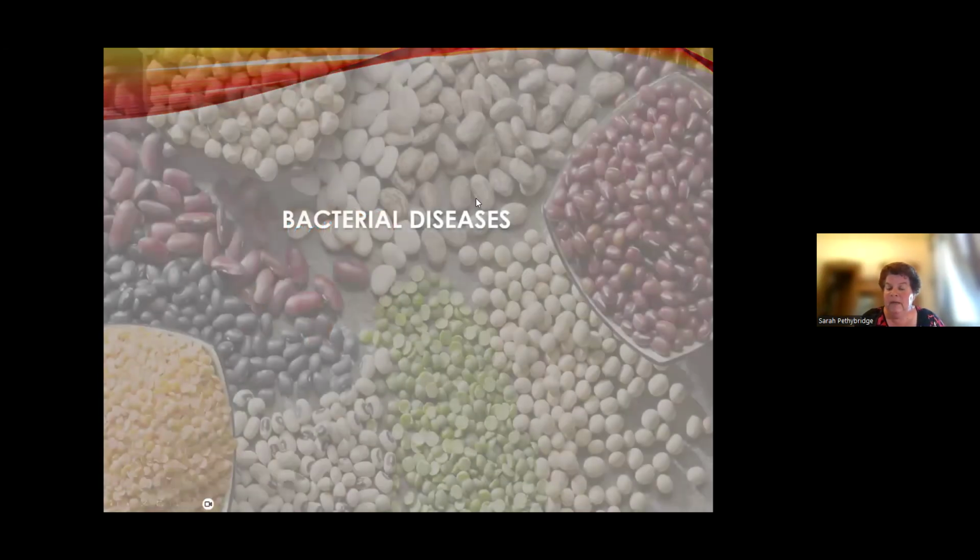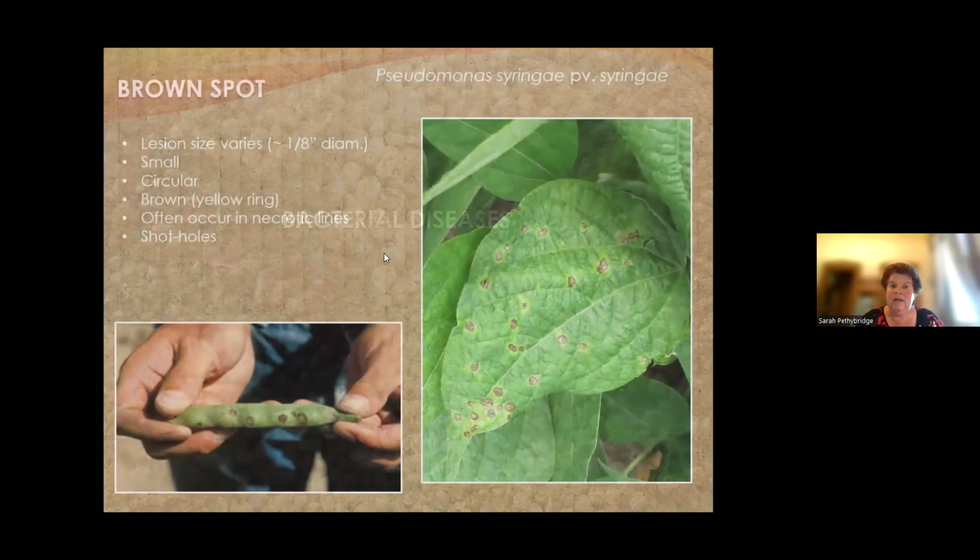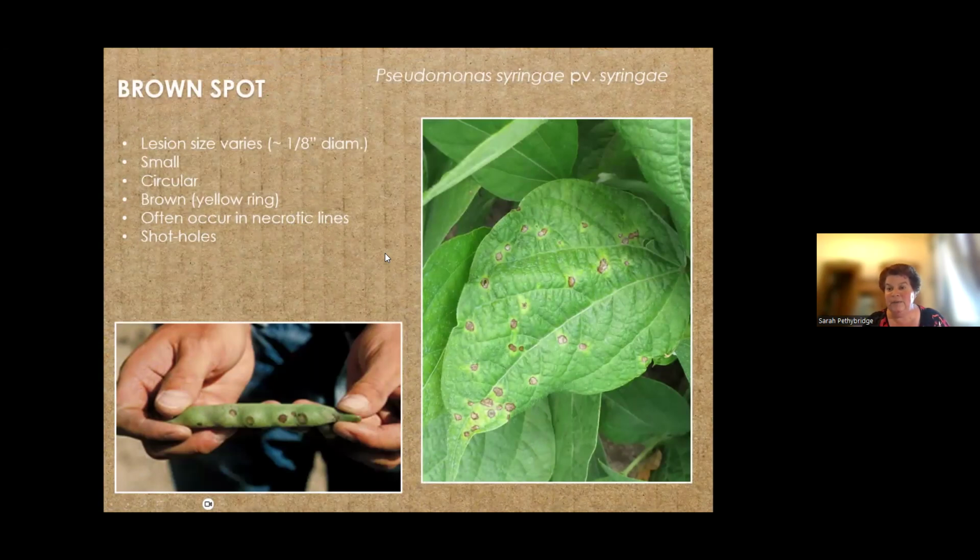Other diseases that you may have seen already in your dry bean crops and may continue to see throughout the season are those caused by bacteria. Now, there are 3 different diseases caused by bacteria which are more common in the northeast. The first of these is brown spot, and it's caused by a bacterium known as Pseudomonas syringae.